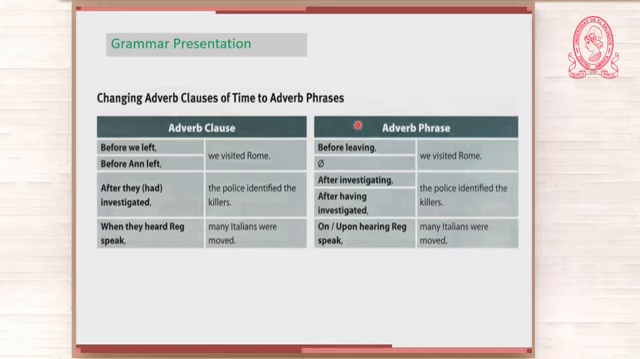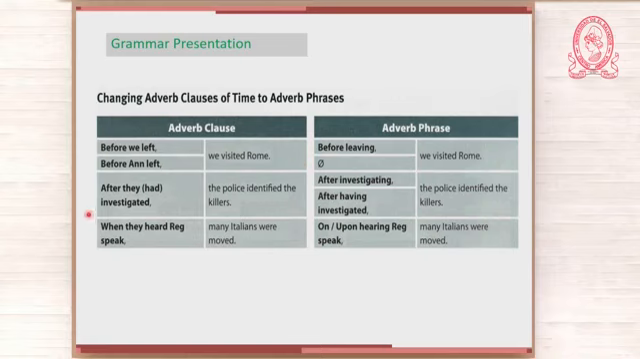Okay? Now, can we consider this a verb? It has a special name. Remember? What is it? Yes, it is a present participle. Okay. Now, let us look at the other one. Before Anne left, we visited Rome. Subject, Anne, in the adverb clause. Main clause, we. Can we reduce it? And the answer is no. You see, it is not possible.